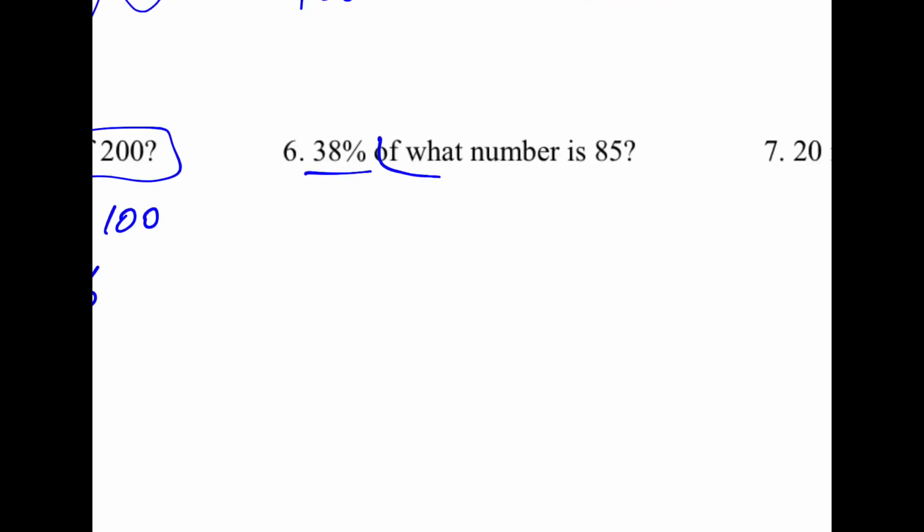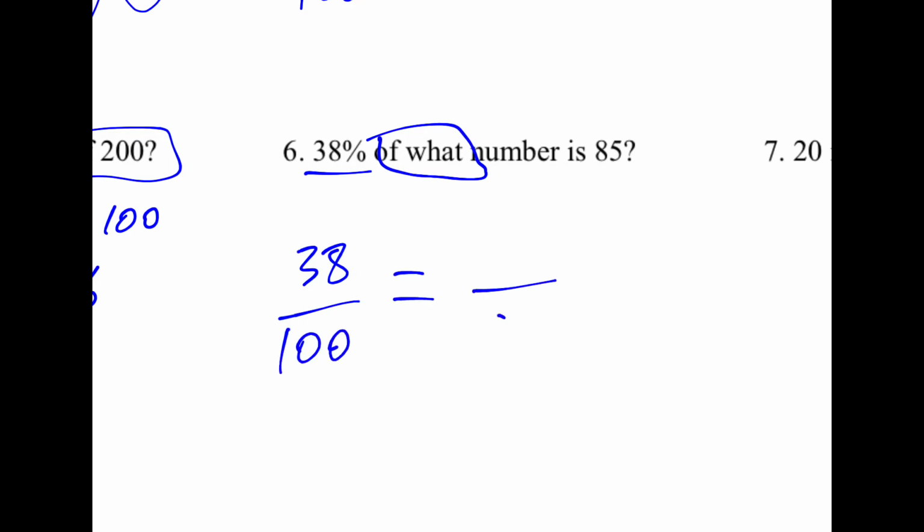38% of what number is 85? So 38 over 100 as a ratio, and then of what means we're putting x on the bottom and 85 on the top. If you cross multiply and solve, you end up with something like 223.7 or so.